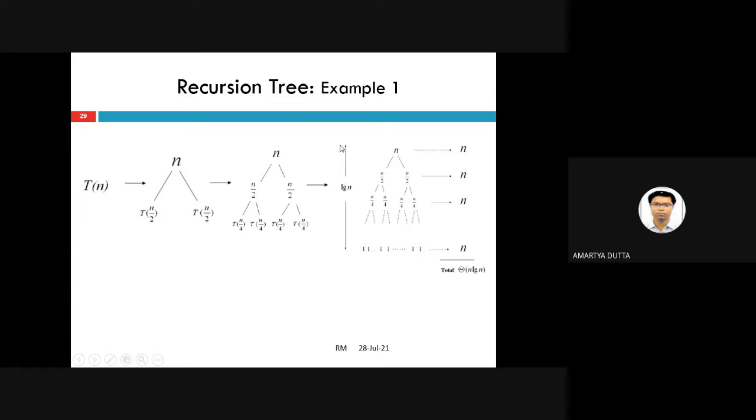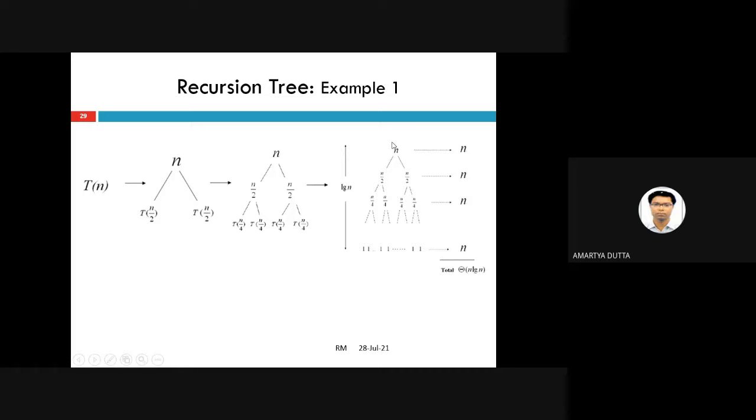The height of this binary tree is log n. For the first line, the cost is order of n. For the second line, 2 into n by 2, the 2 and 2 cancel out, and we get n. In the third line, there are 4 operations of n by 4, so the cost is n. In the last line, there are n ones, that is n.